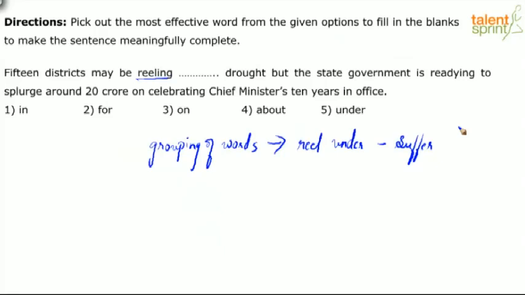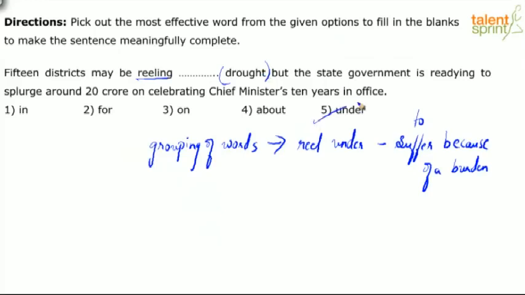Right? So when you say reel under something, you're talking about you're suffering because of some burden. To suffer because of a burden, a difficulty, a hard time. Right? So in this context, what's my clue? This is my clue. Right? Drought. 15 districts may be reeling under drought, suffering as a result of the drought, but the state government is ready to splurge around. So whatever compensation the government is trying to do for that in order to bring back or restore the situation. Right? That's it. Grouping of words.